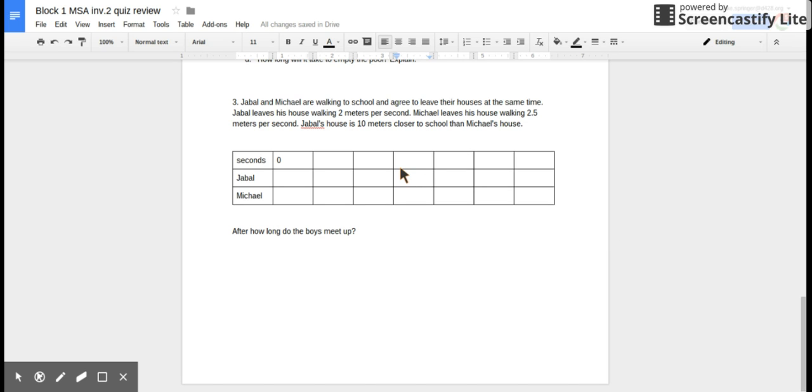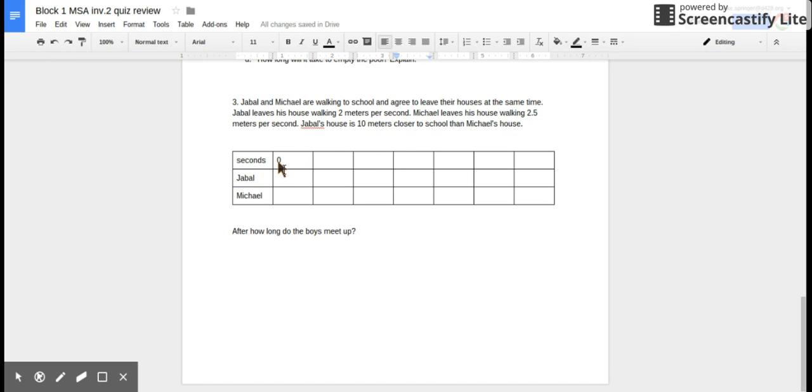For the third question for the Investigation 2 quiz, we read, Jabal and Michael are walking to school and agree to leave their houses at the same time. Jabal leaves his house walking 2 meters per second. Michael leaves his house walking 2.5 meters per second. And Jabal's house is 10 meters closer to school than Michael's house.